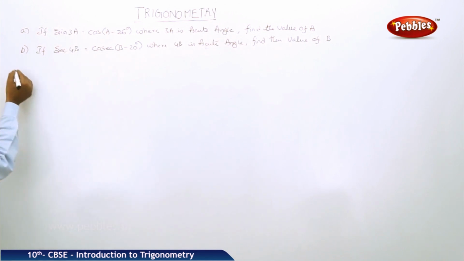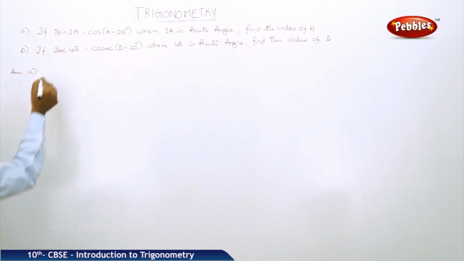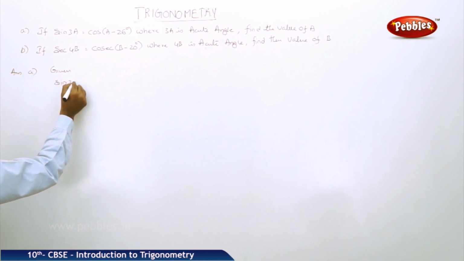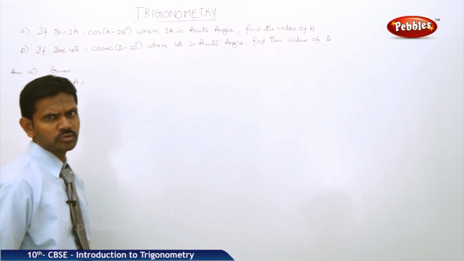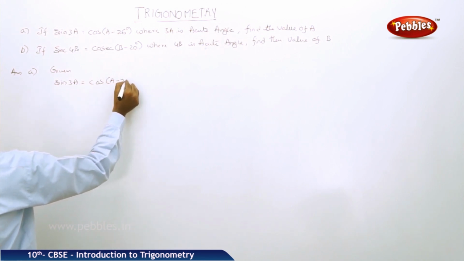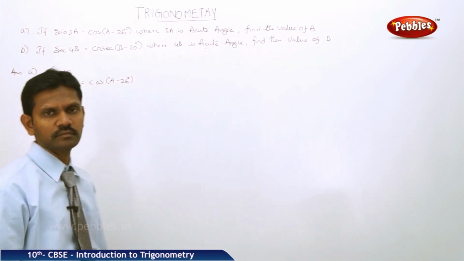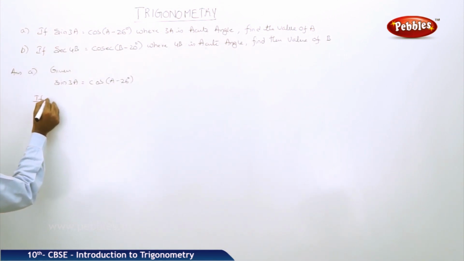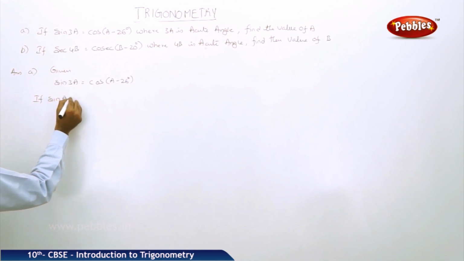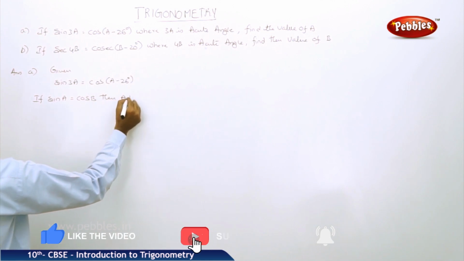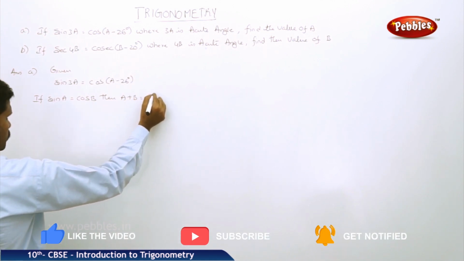Now, we'll come to the answer to a. Given sin 3a is equal to cos (a minus 26 degrees). This is the given one. We know if sin a is equal to cos b, then a plus b is equal to 90 degrees. We know this rule well.